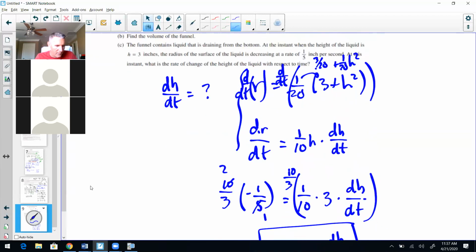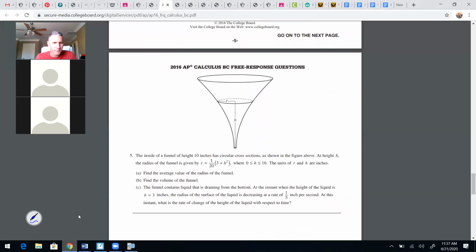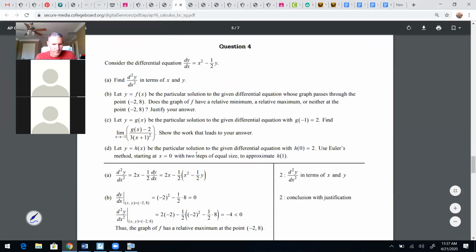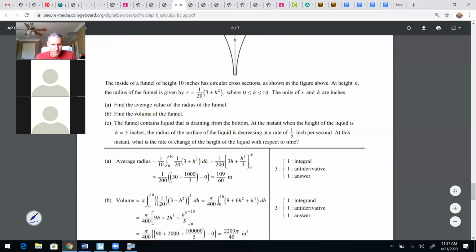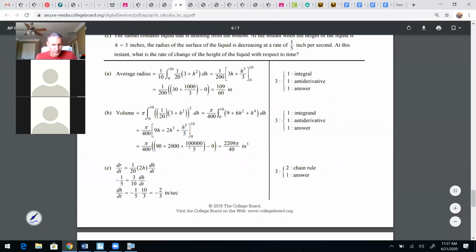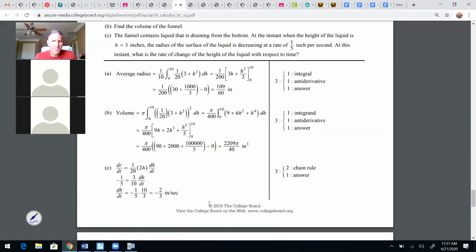Let's look at the scoring guidelines just really quickly. Yeah, that's all it is. They have this negative 1/5 equals 3/10 dH/dt, just like I had. Does that make sense, guys? Yeah. All right. Thanks.